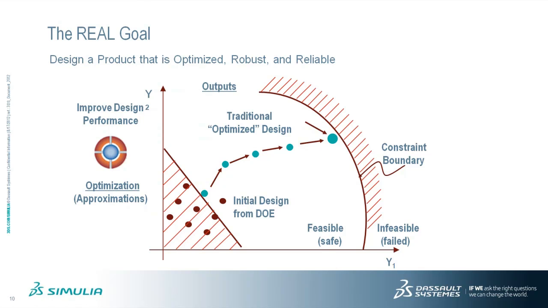In this graph, you can see we're going to start our design process, and we may have an initial design that we do. Maybe it's from a design of experiments. We're then going to go through a traditional optimization. And this traditional optimization will speed us along some path and get our design to essentially exactly on this constraint boundary that we have. Maybe a peak stress, maybe a critical fracture criteria that we have. But this traditional optimized design will put us right on that critical edge, right on that boundary.